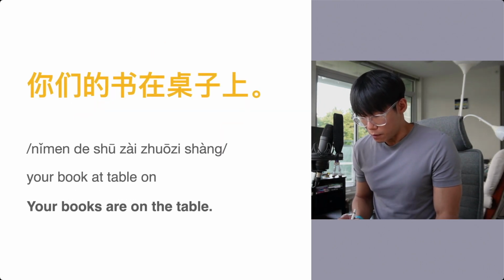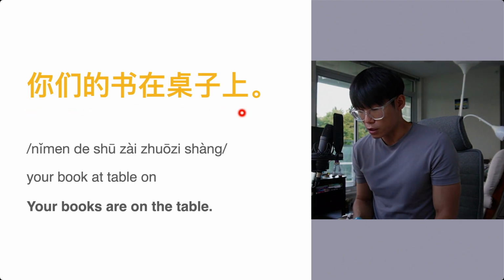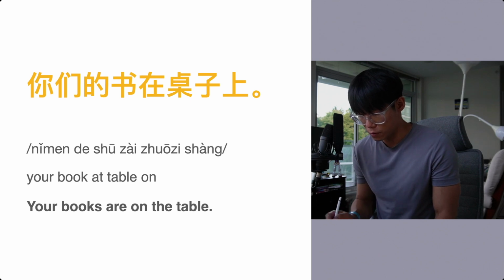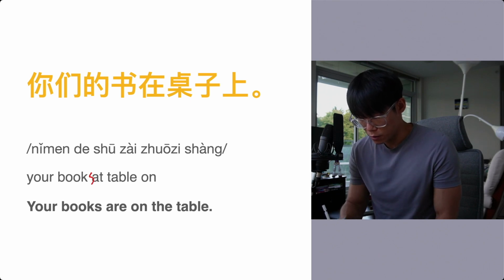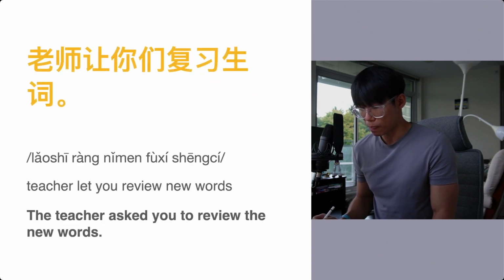All right, let's take a look at some example sentences for 你们. 你们的书在桌子上. Your book or books. Chinese does not have a plural marker for nouns, so it can be book or books. 你们的书在桌子上.